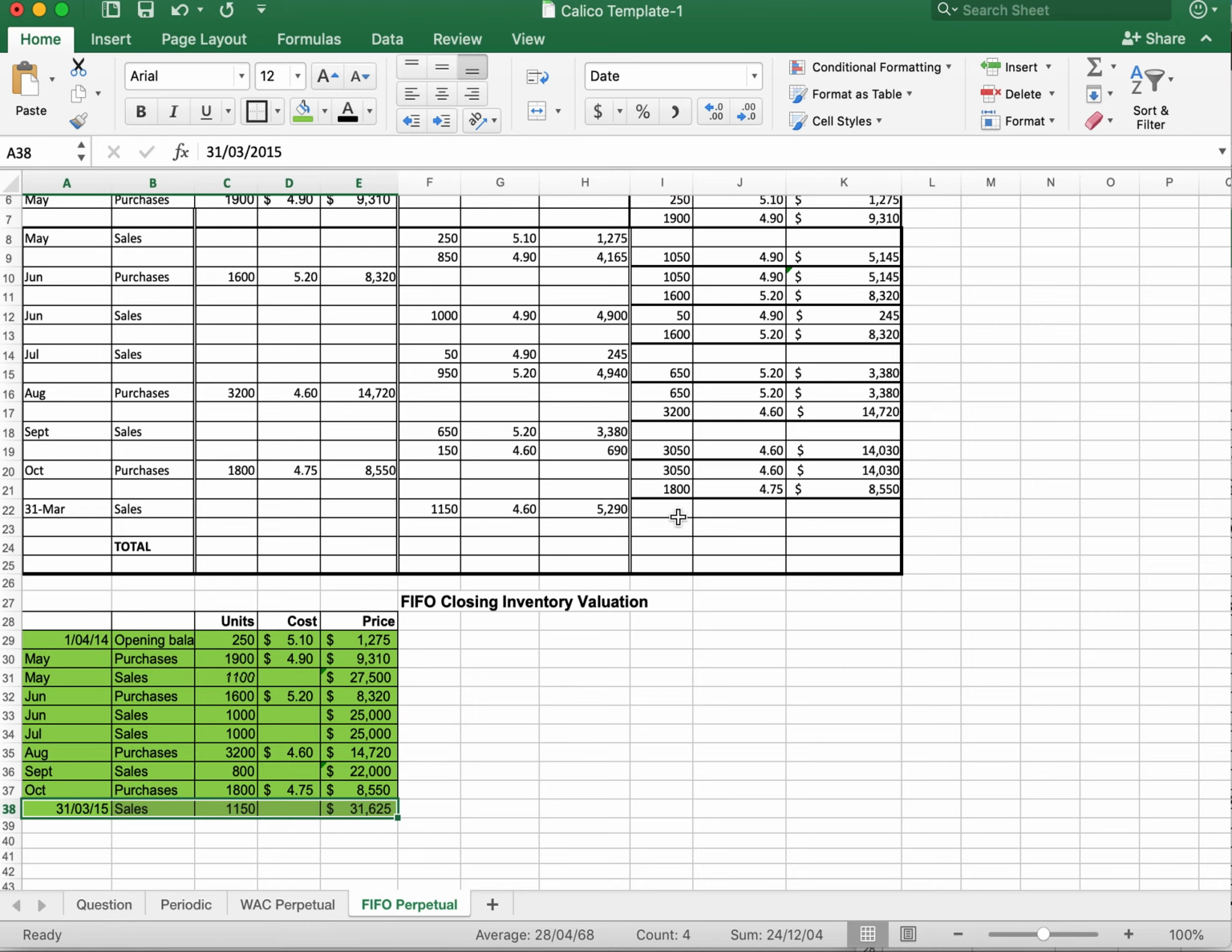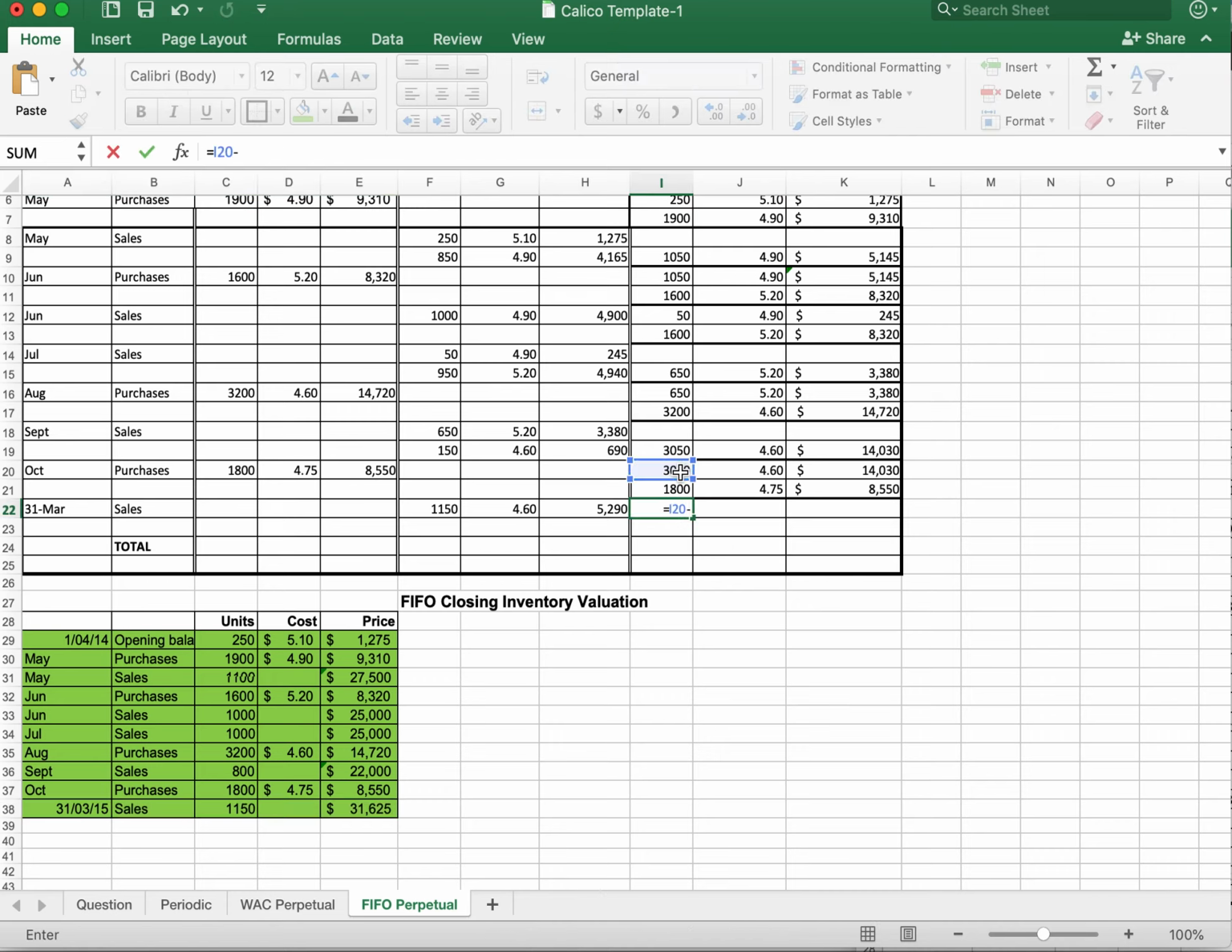So what that means is we have got that many of those left, 1900 at $4.60. We've got still the 1800 at $4.75. Okay, so the value of our stock at the end.